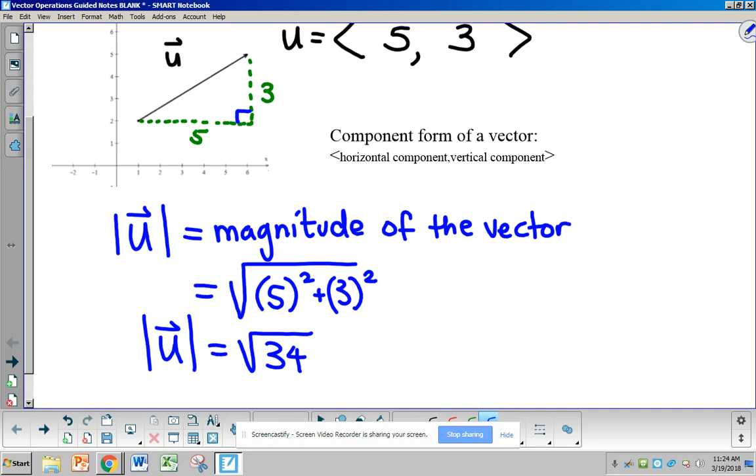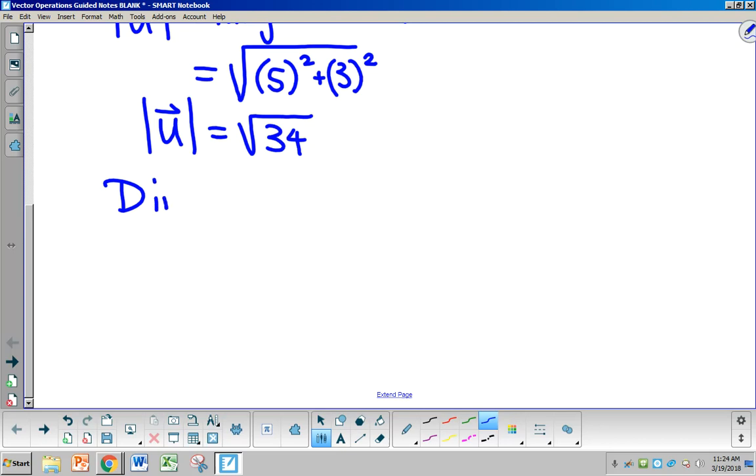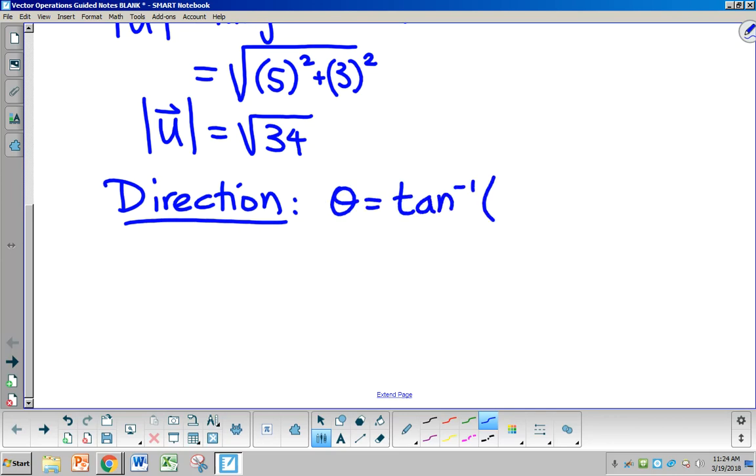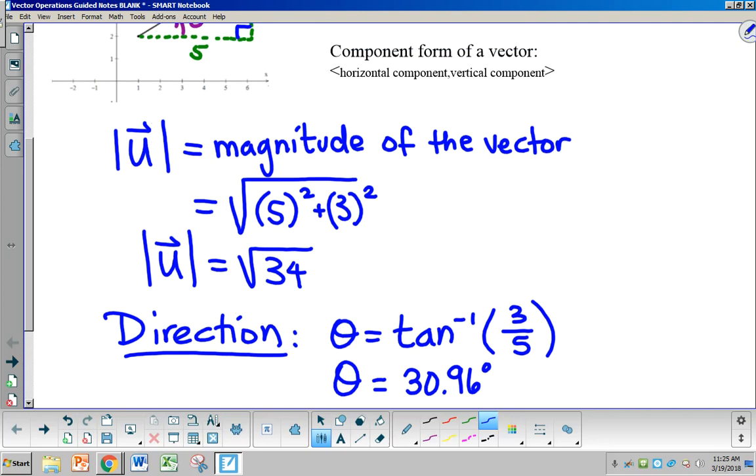So now we found its magnitude. Now how do we figure out what its direction is? Now the direction is going to be this angle here. So how do I find that angle? Measure from the horizontal. Tangent, yes, absolutely, I like it. So we say that the direction is going to be theta equals inverse tangent of 3 over 5, because that's the opposite over the adjacent. And if we type that in the calculator in degree mode, we get 30.96 degrees. Well, let's talk in degrees today. So now we have found its magnitude and its direction.